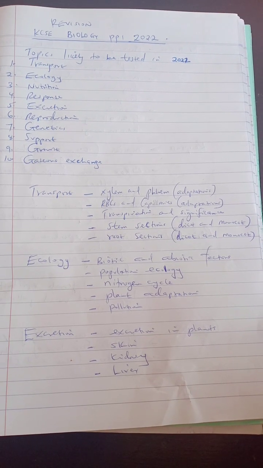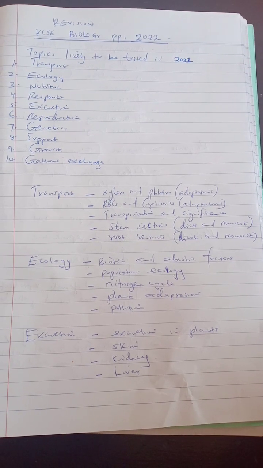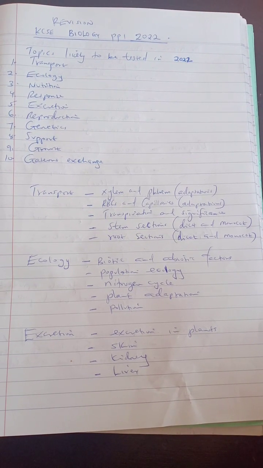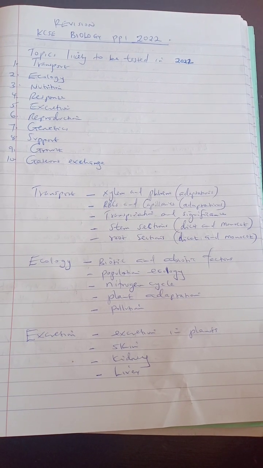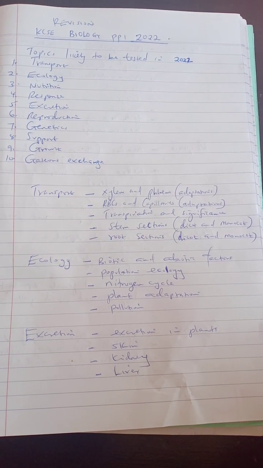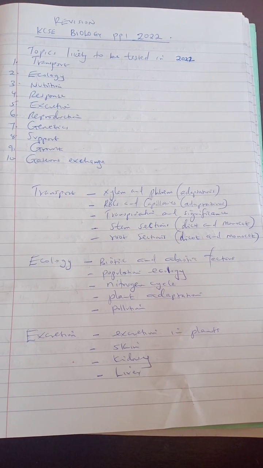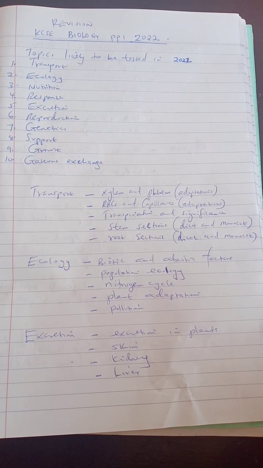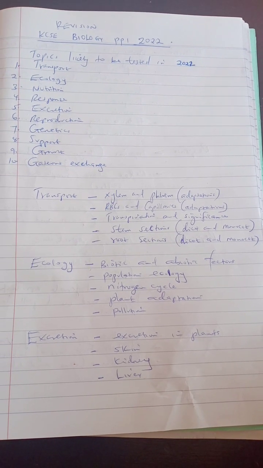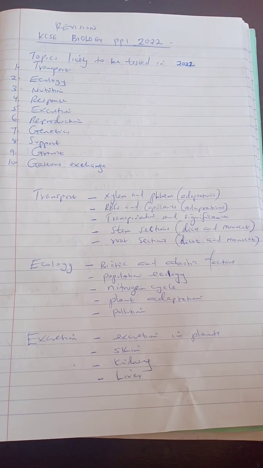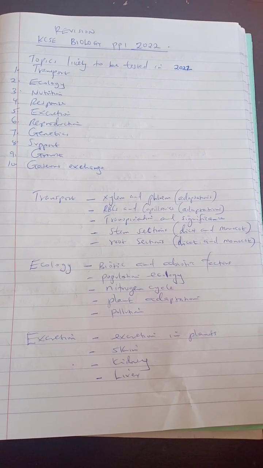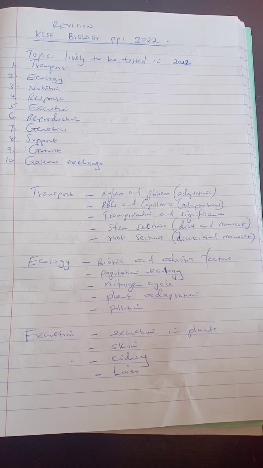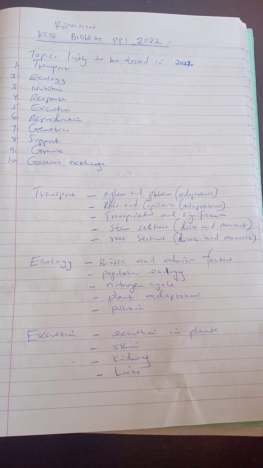And then nitrogen cycle. For the cycle, you have to know the processes involved, how nitrogen moves from the atmosphere to the soil, how it is fixed in legumes. There's biological fixation, and then there's non-biological fixation. You have to know that. Nitrogen fixation, you have to know nitrification, you have also to know denitrification, and then the bacteria involved in denitrification, you must also be aware of that.